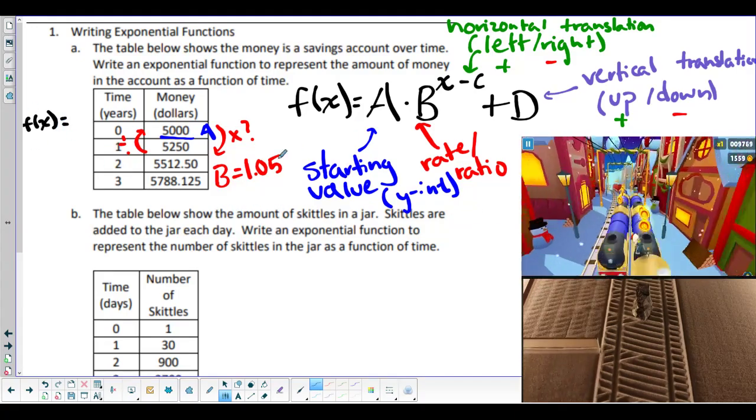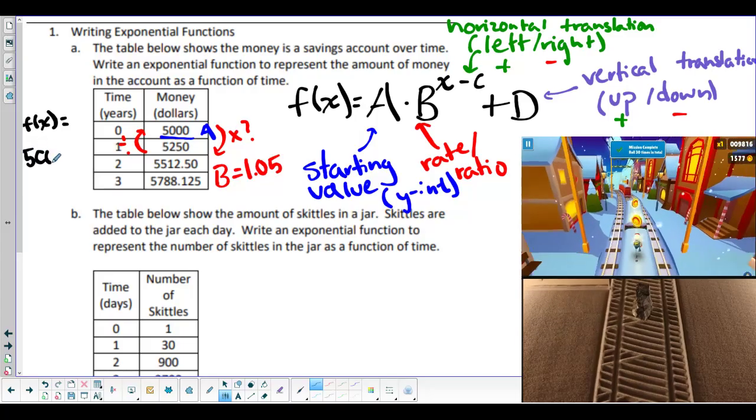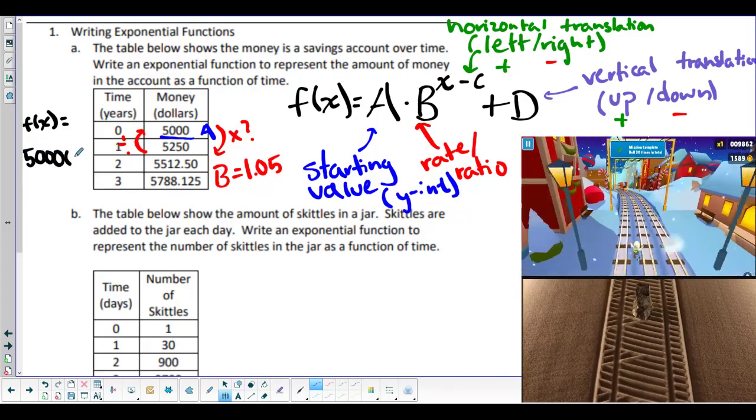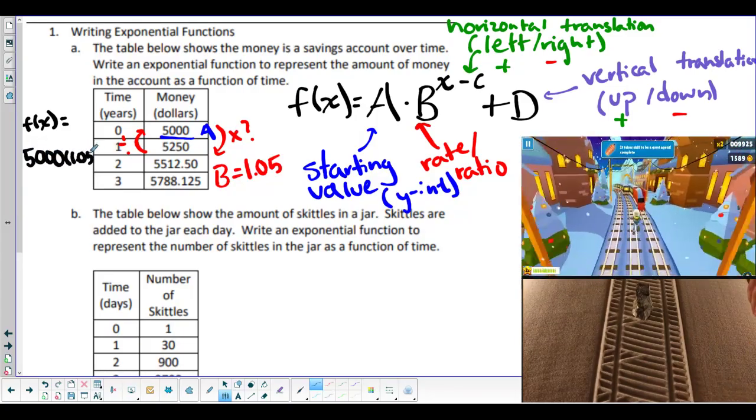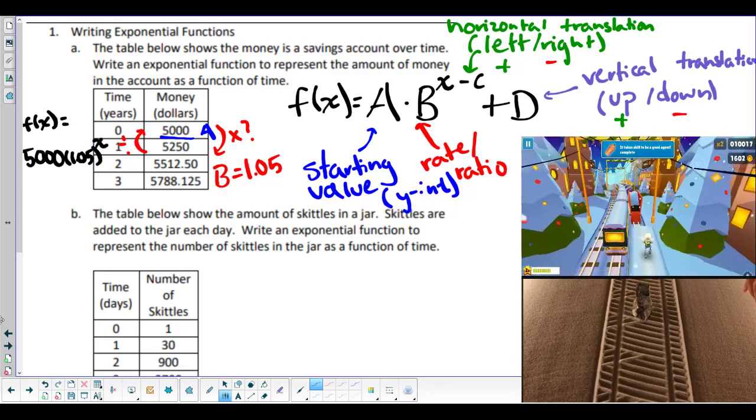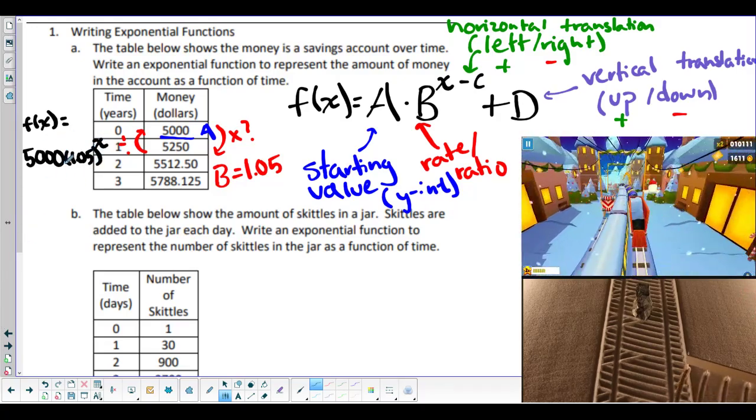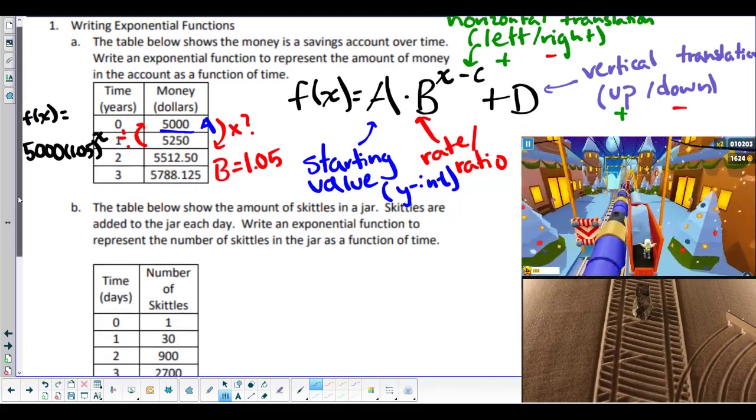We have our starting value is 5,000, and our rate is times 1.05 to the x power. And that's our answer. So f of x equals 5,000 times 1.05 to the x.